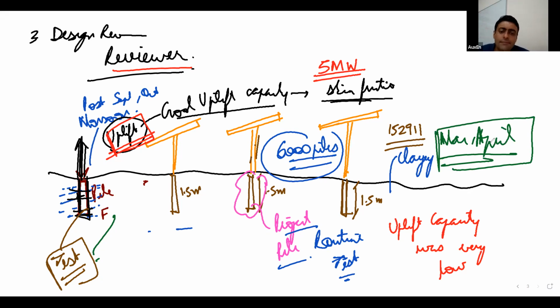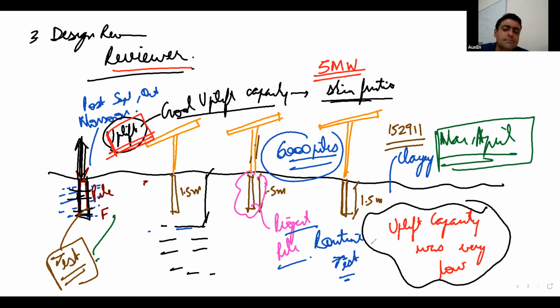So what happened? In these months, your groundwater table went below, your groundwater table receded. Because your groundwater table went below, your soil became dry. And because this was a clayey type of soil, the skin friction between soil and the pile material reduced. Because of this lower skin friction in dry condition, the uplift capacity that came out was extremely low. Is it clear?